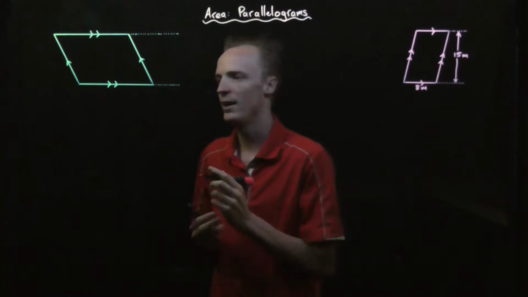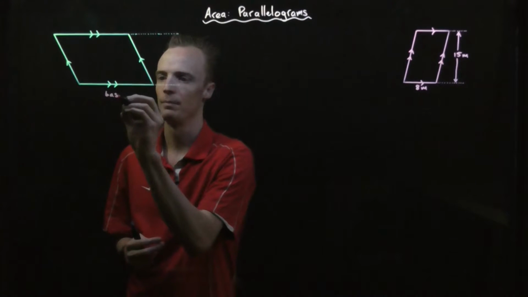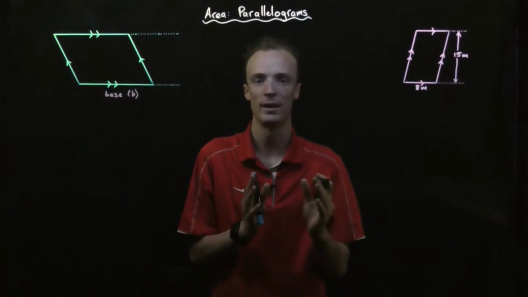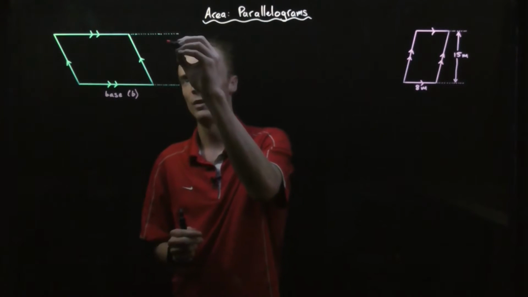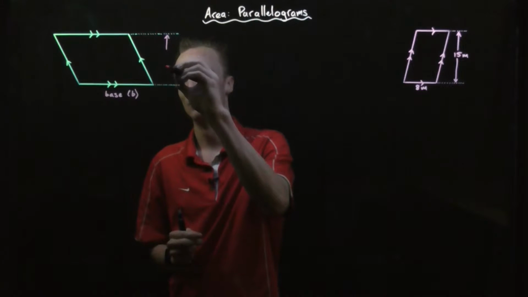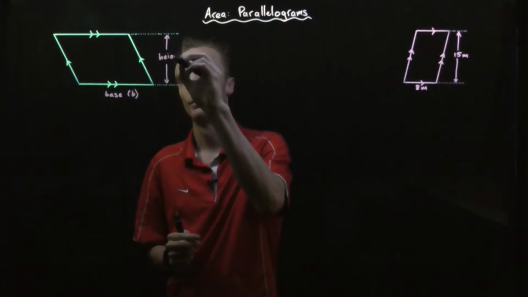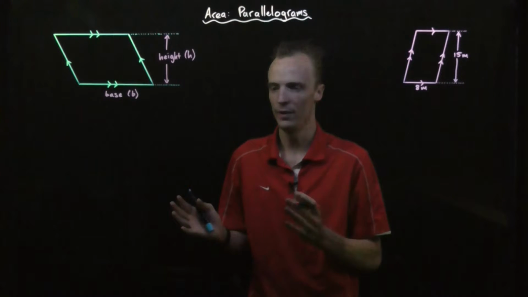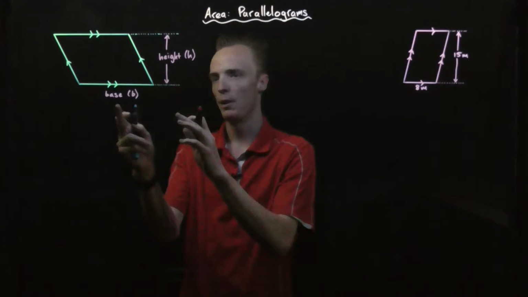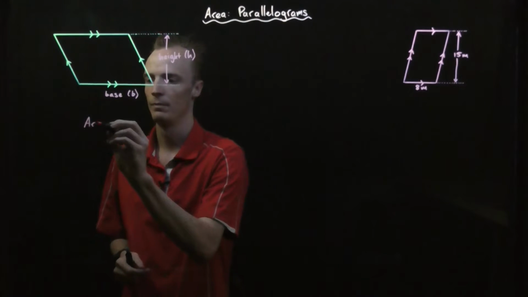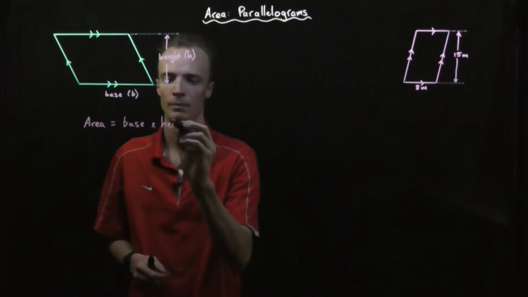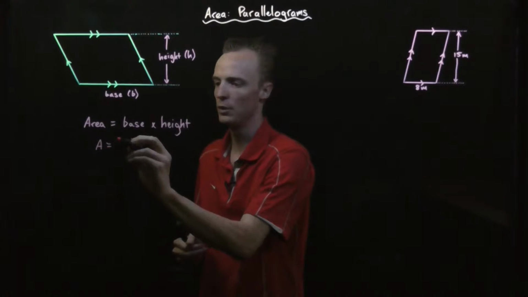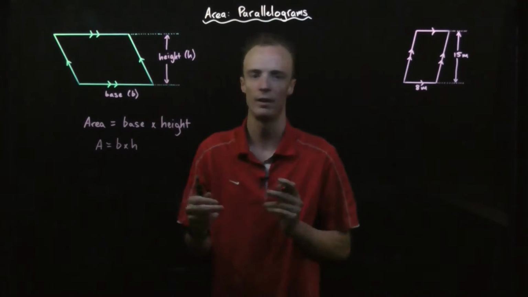The first thing that we need is the length of the base. And we also need the height relative to the base at right angles to it. So the height at right angles relative to the base. Now, if we have these pieces of information, we find the area of a parallelogram by multiplying the base and the height together. Now, we can shorten this down by saying that the area is equal to base times height, like this.